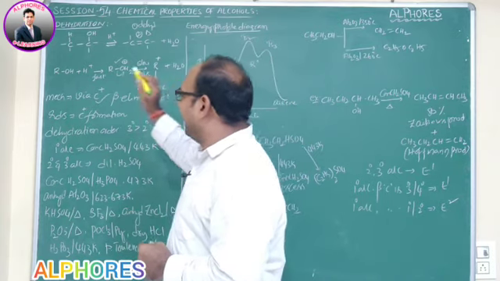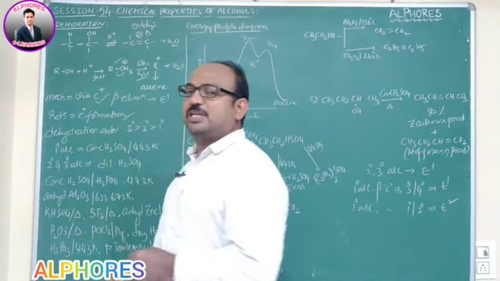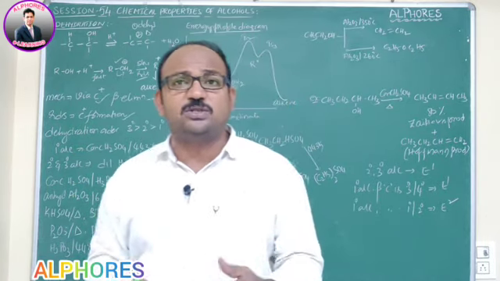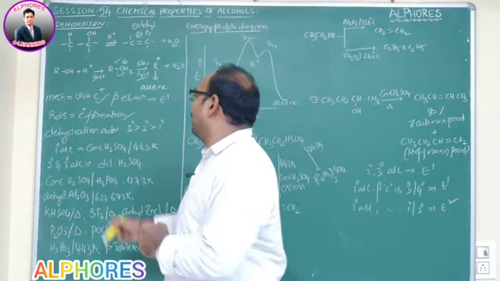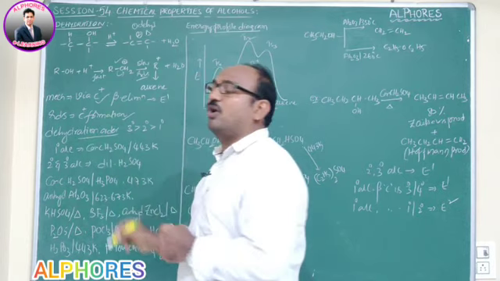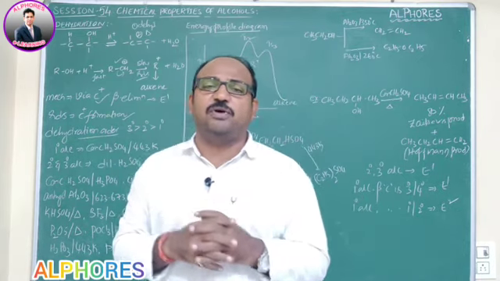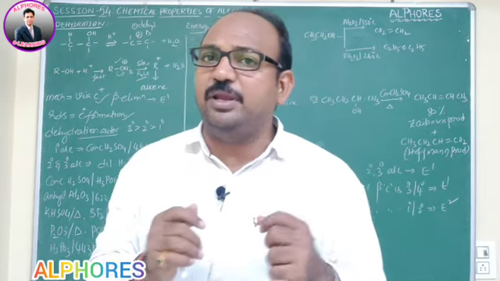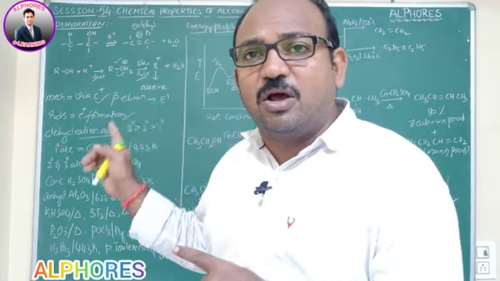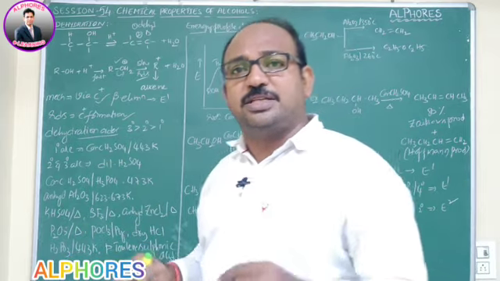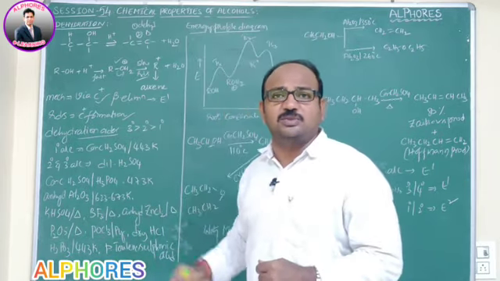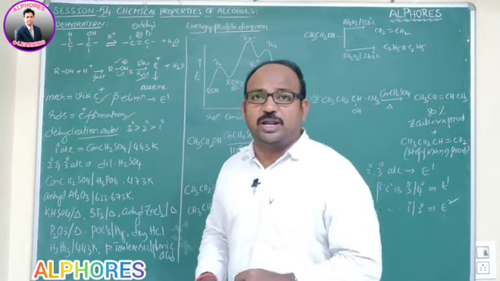And the rate determining step is carbocation formation. Rate determining step is formation of carbocation. That is the only slow step here. And here the order of dehydration of alcohols is tertiary greater than secondary greater than primary. That is nothing but the order of stability of carbocations. Tertiary carbocation is more stable than secondary carbocation. Secondary carbocation is more stable than primary carbocation.